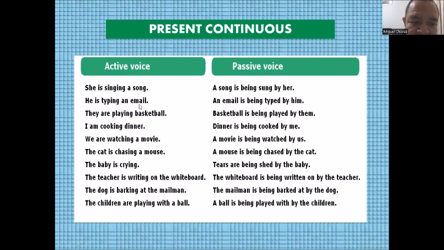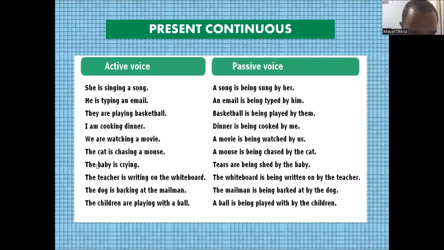He is typing an email. An email is being typed by him. Okay? Be careful with the form of the passive voice for the simple present and for the present continuous because they are different.